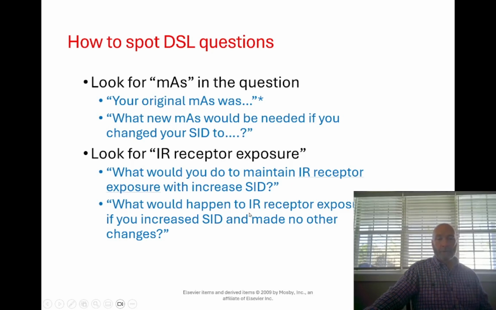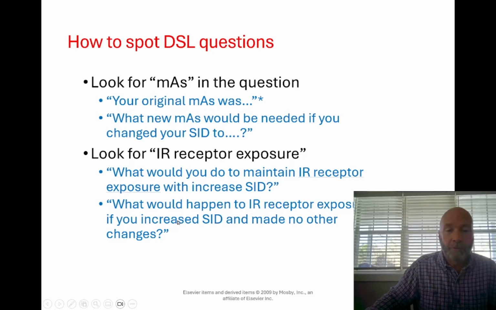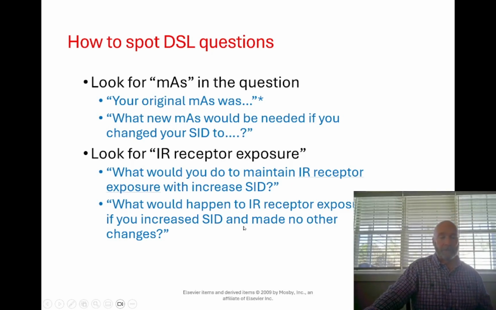So also look for what would happen to image receptor exposure if you increased your SID and made no other changes. So it might ask you something like this to indicate that you underexposed the patient. So if you made a perfect exposure, you increase your SID, then your image receptor exposure would decrease by a factor of 4 because of the inverse square law. And what that means is you just underexposed and you may have to make another exposure.